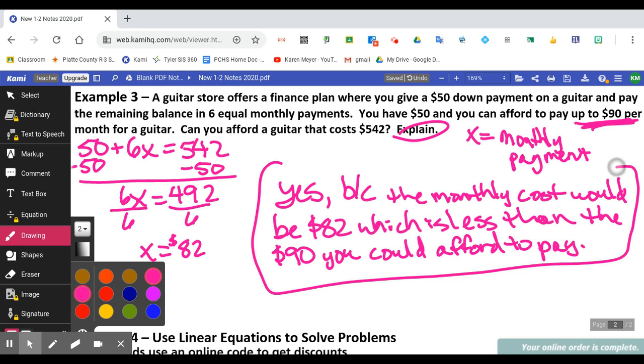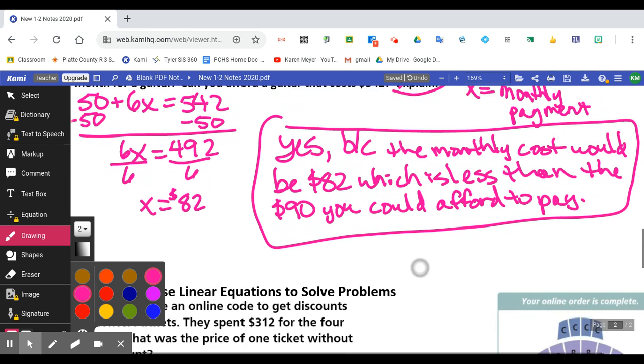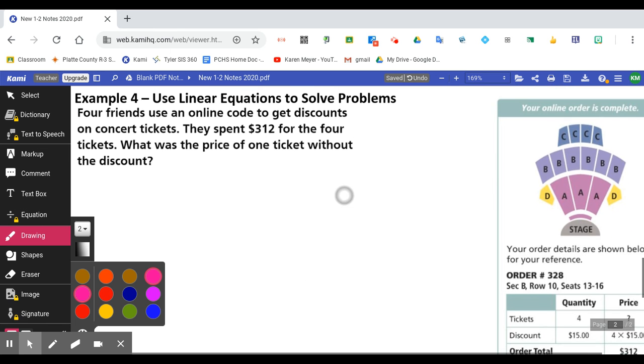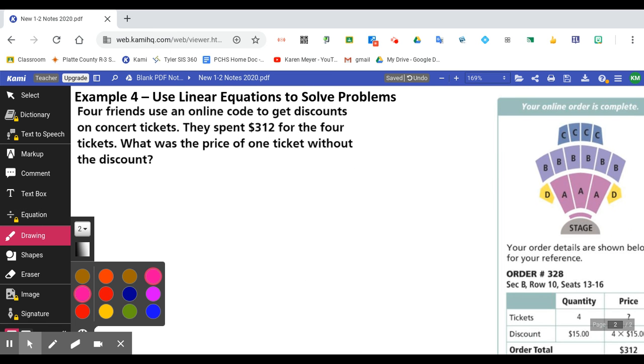So it is very important that if you see explain, don't just stop and write yes or no, because you're not going to receive full credit. You do have to have some explanation of why you're saying yes or no. Okay, let's move on to the next one.